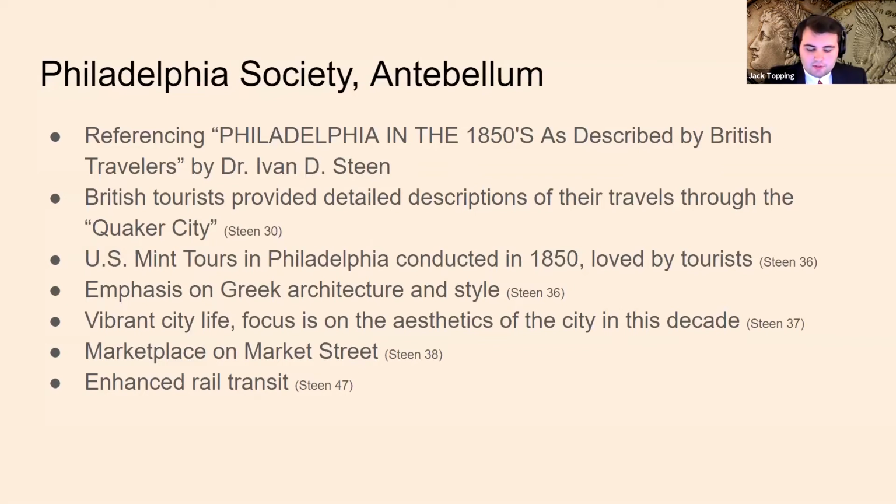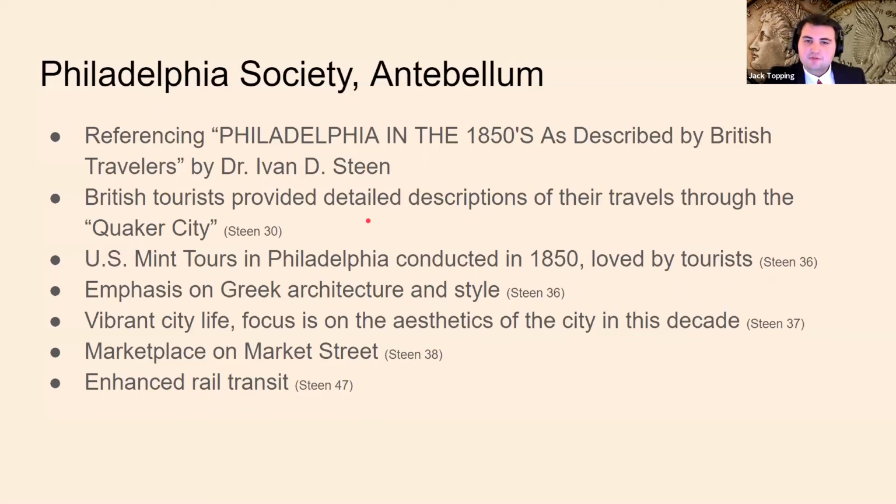And it's important to me that even 170 years ago, I'm correcting what I said, I said 200 years in the future, it was 170 years from 1850, even 170 years ago, the U.S. Mint in Philadelphia was still giving tours just like they do today, which I found pretty interesting.